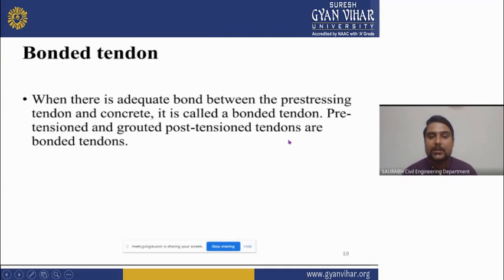Now we will see the bonded tendon. When there is adequate bond between the prestressing tendon and concrete, it is called a bonded tendon.